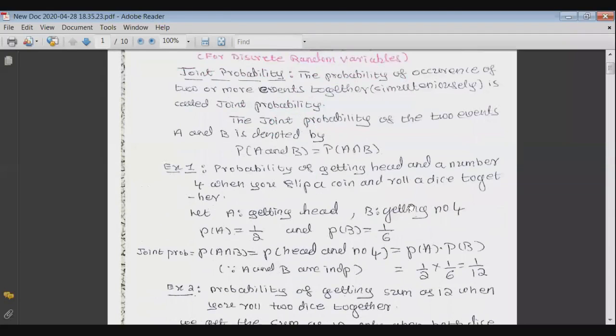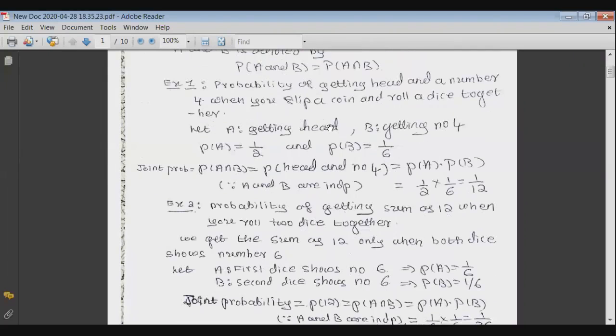In order to understand the concept of joint probability, let us go with one or two simple examples. Suppose you want to find the probability of getting a head and a number 4 when we toss a coin and roll a die together. If you are interested to know the probability of getting a head and a number 4, how do we proceed? Let us see that. Now let's define two events A and B.